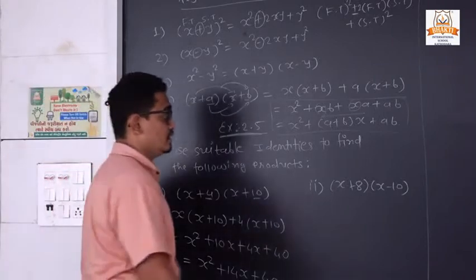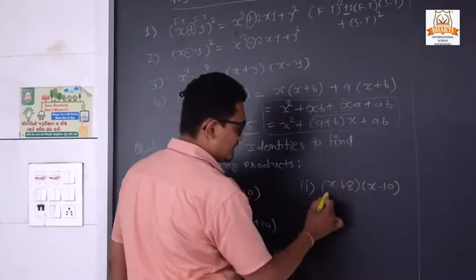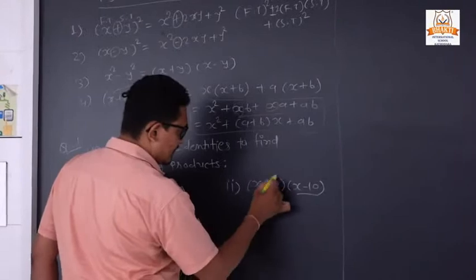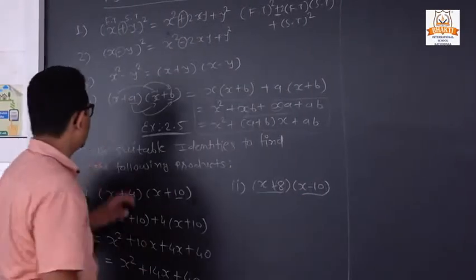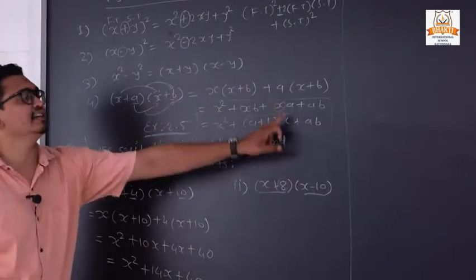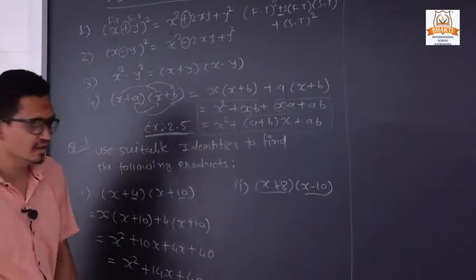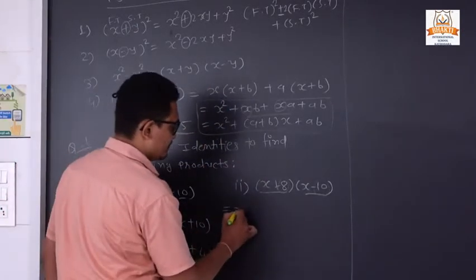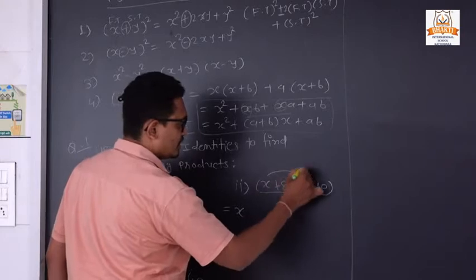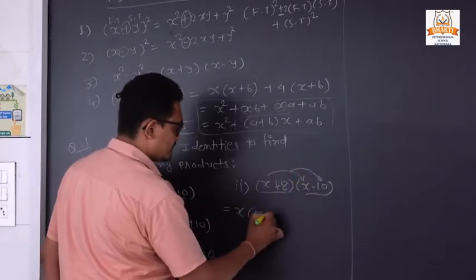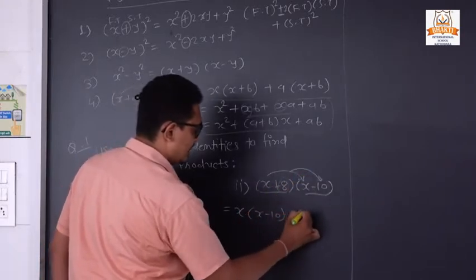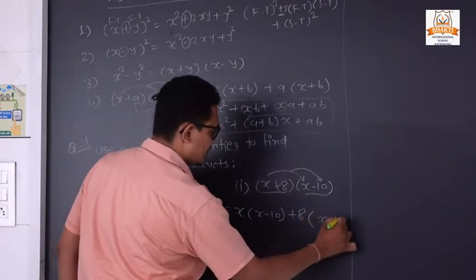Now the next one. Once again, the values are changed, so once again we are applying identity number 4. Simply expand the bracket. In the next step, x is multiplied with both numbers. So we write x into (x minus 10), then plus 8 into (x minus 10).